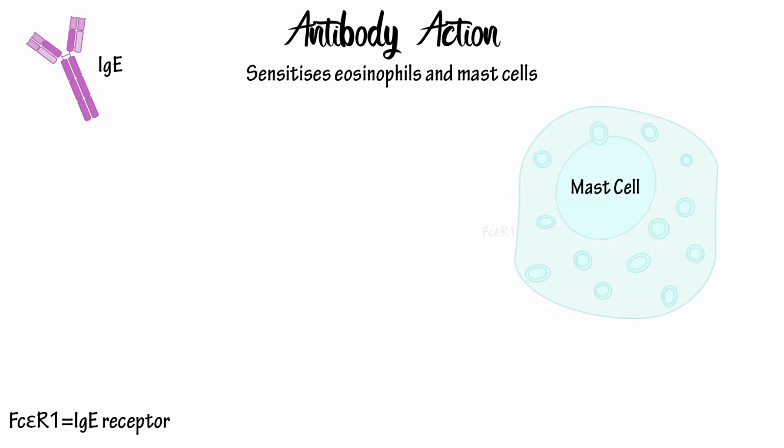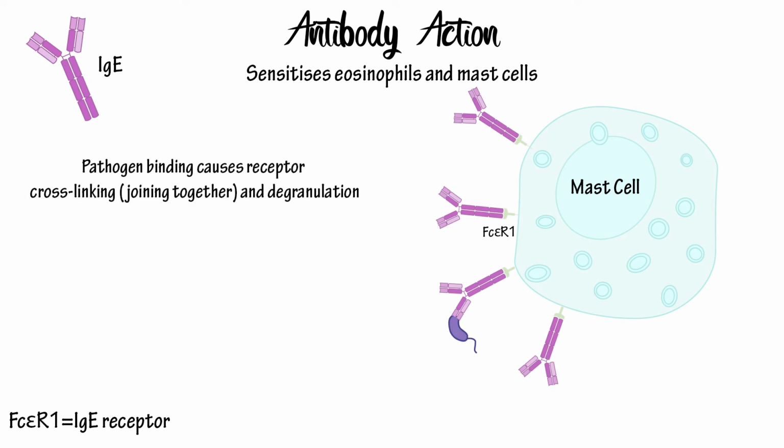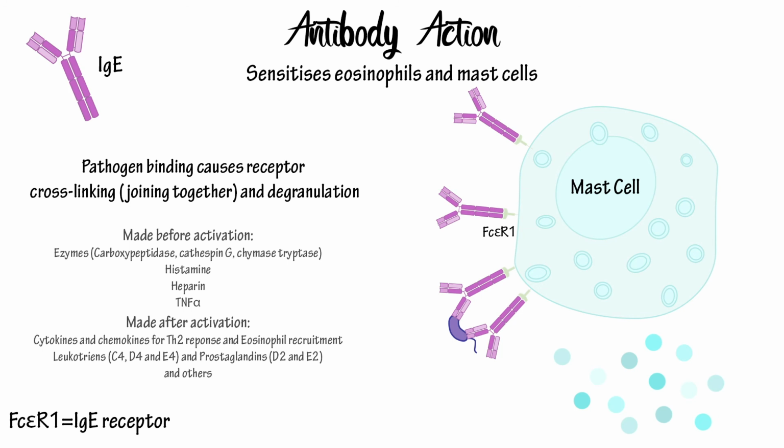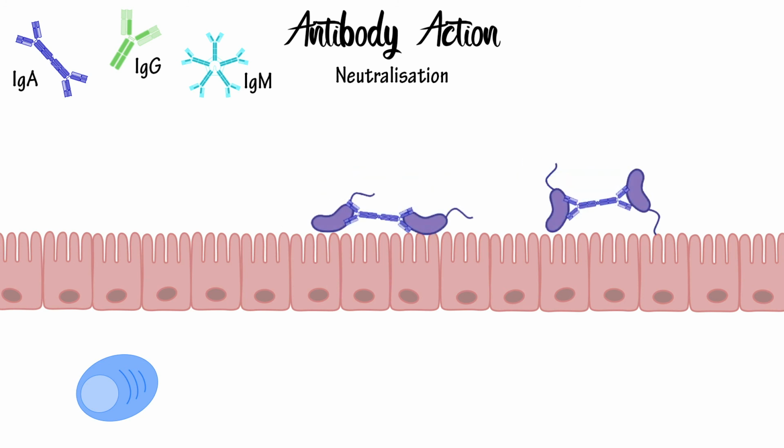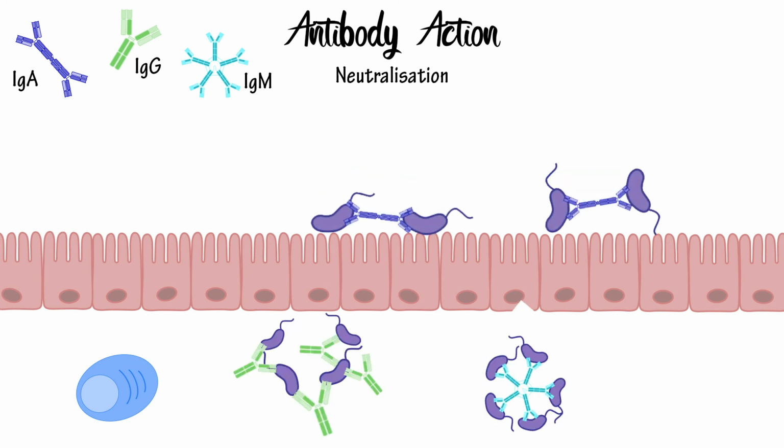Mast cells also have this Fc epsilon receptor 1. IgE binds to these receptors, and if antigen then binds, these receptors cross-link and the mast cell degranulates. This releases histamines, leukotrienes, and various other enzymes and cytokines, and this is particularly seen in allergies. Finally, as we've mentioned before, IgA can be released across epithelial barriers to neutralize pathogen and stop them binding to other cells. IgG and IgM can also neutralize but can't pass through barriers.